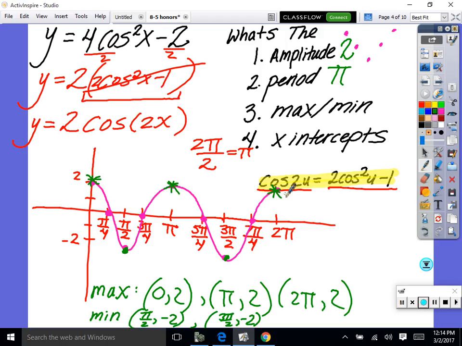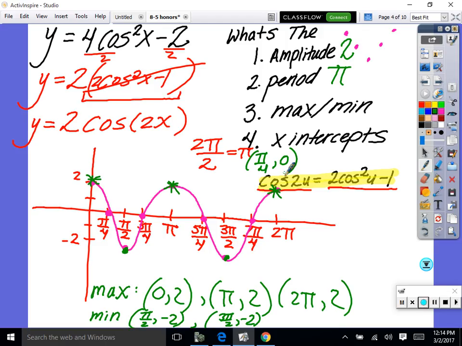Yeah, and our x-intercepts. Our x-intercepts are over pi fourths, 0. And we know this is continuing forever, so there are many of these. It's just we're taking the max and mins on an interval. Does that make sense? Okay.